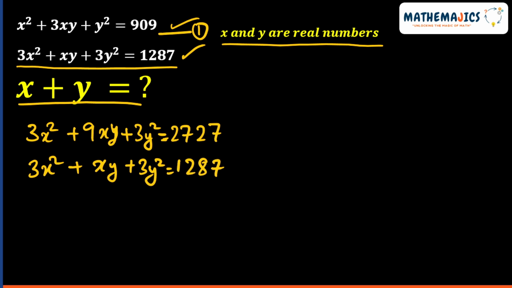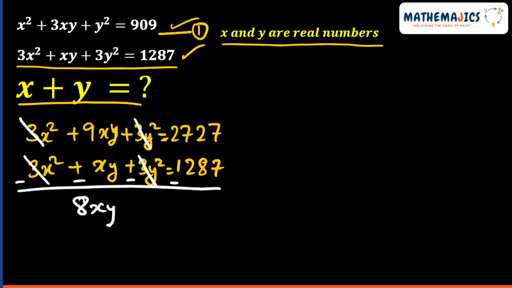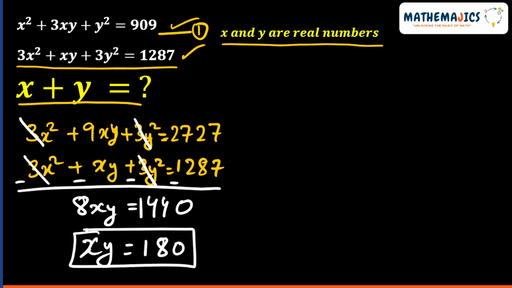Correct. Now we can find the difference between these two equations. We can subtract these equations. If we subtract, these two terms will be cancelled, these two terms will be cancelled, and we will be left with 8xy, which will be equal to 7 minus 7 is 0, 12 minus 8 is 4, 6 minus 2 is 4, and 2 minus 1 is 1. That means xy will turn out to be 180.